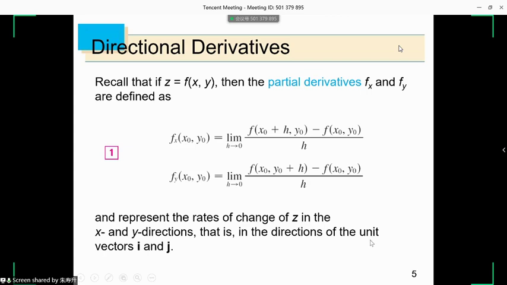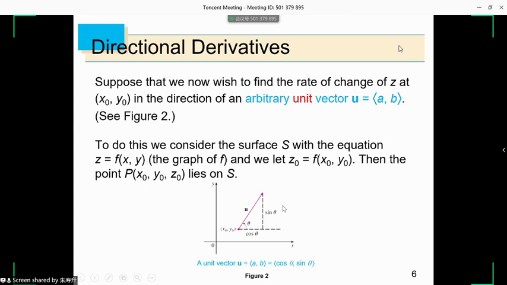That is in the direction of the unit vector i, for the x direction, and j, for the y direction. So what we have learned are two special cases, in the x direction and the y direction. Okay, now we want to know something in any arbitrary direction.